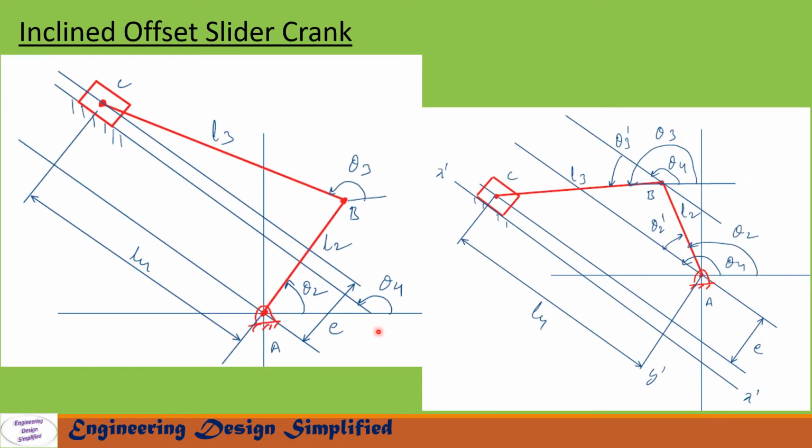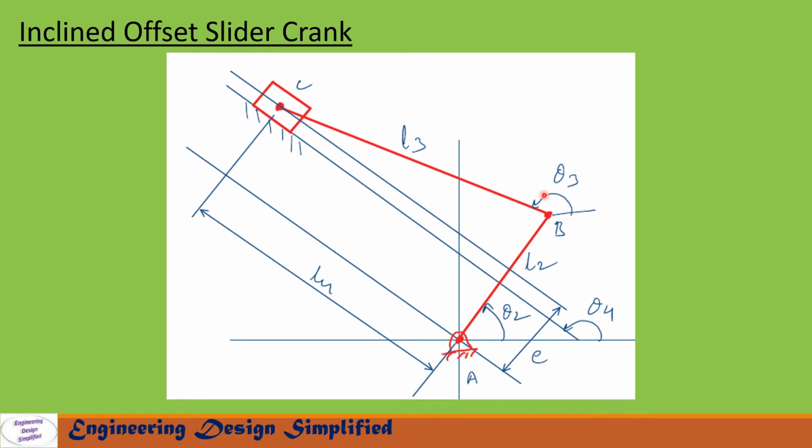There are two types of offset slider crank mechanisms. First type is where the offset is above the center of the crank, and second is where the offset is below the center of the crank. But in today's video I am going to discuss about this mechanism. In the next video I will discuss this.